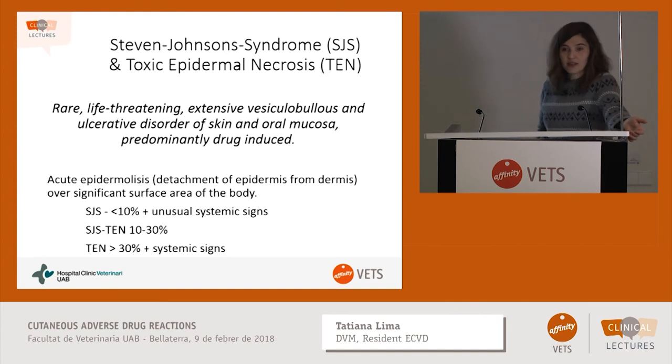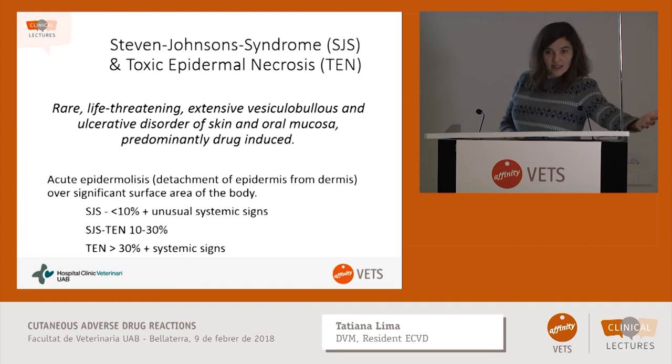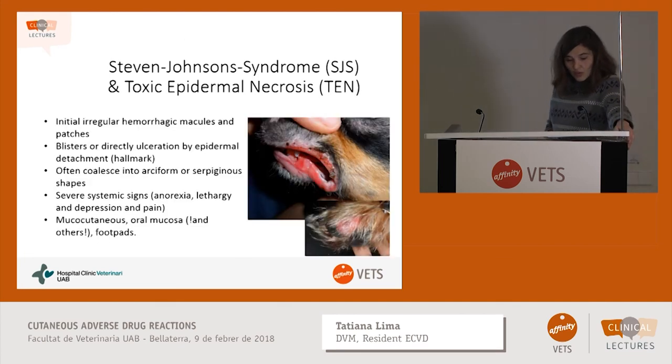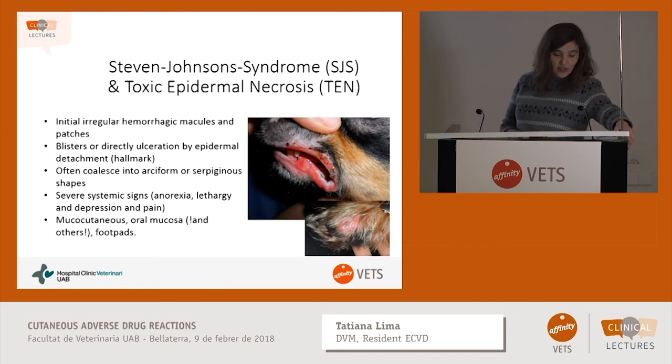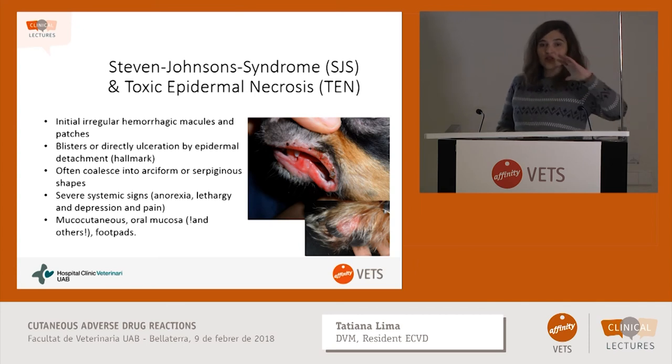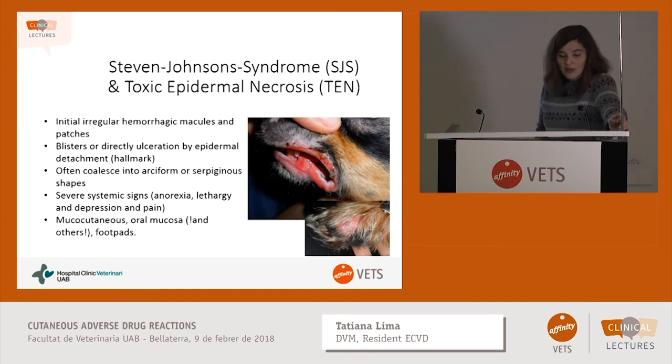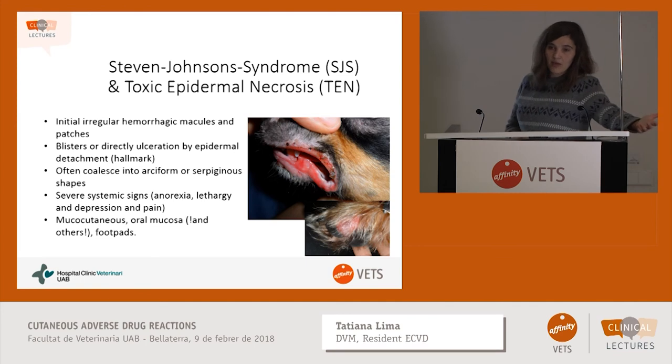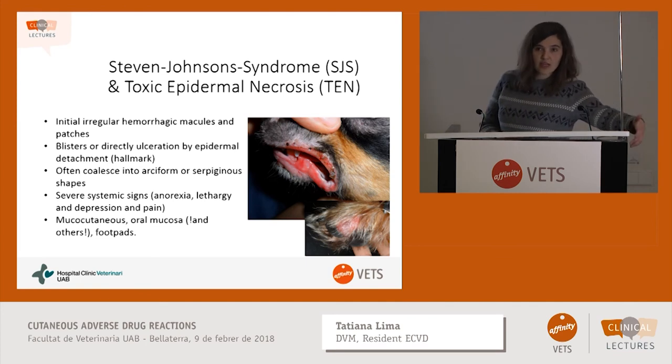It's rare, fortunately, but it is life-threatening. We must know how to recognize it. And it usually affects oral mucosa, and it is drug-induced. So we see hemorrhage, we see ulcers, we don't see blisters very often, because blisters are very fragile. They are the primary lesion, but they are fragile. So when you see ulcers usually, you see a sick dog. He is usually anorectic, lethargic, may have pyrexia, has pain, and depending on how extensive the ulcers are, he may be dehydrated, in sepsis, etc.